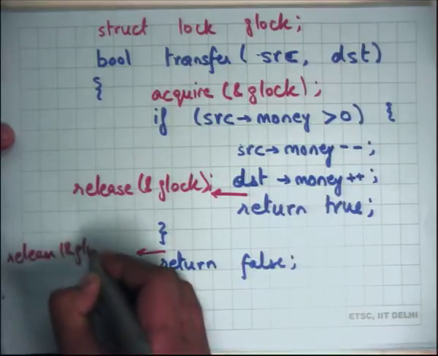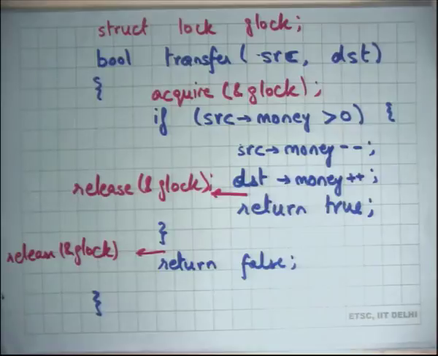I need to make sure that along all the paths of my program, the lock is actually released before I exit the function. Of course. All right, so this is fine. This code is correct. But is this the best way to do things?